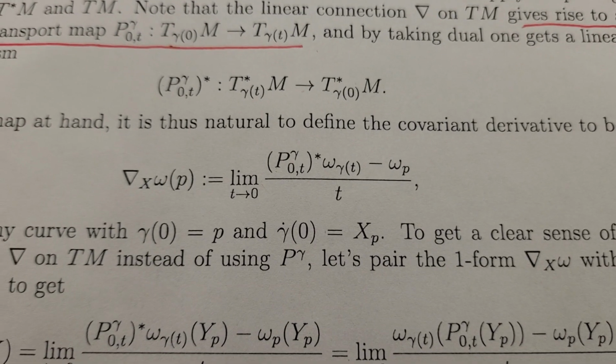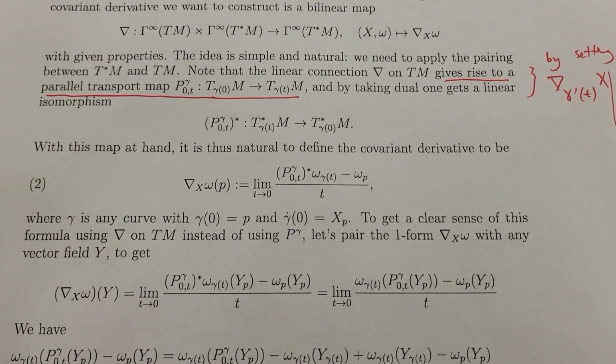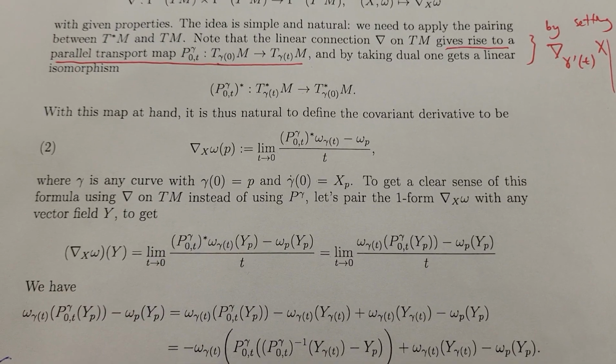So again, nabla x of omega evaluated at the point P is equal to, by definition, the limit as t goes to 0 of P star of omega at gamma of t minus omega at P, all over t. And now let me show you the formula. So here it is right here. So you can pause the video and just take that in. And now actually we're going to look at the calculation.